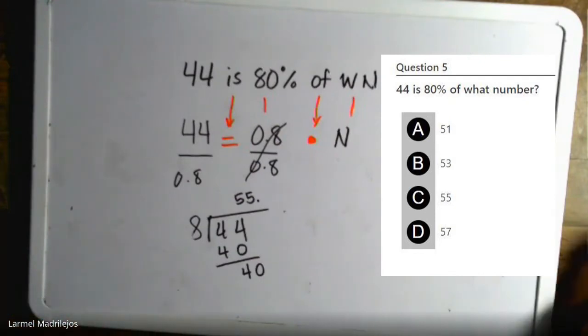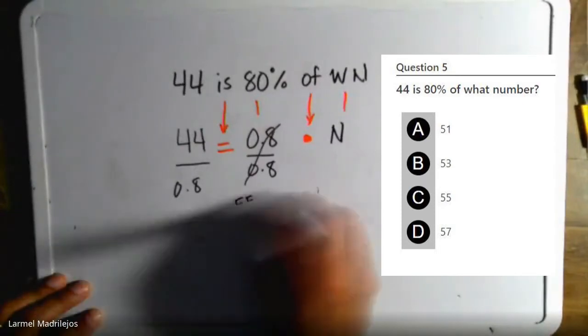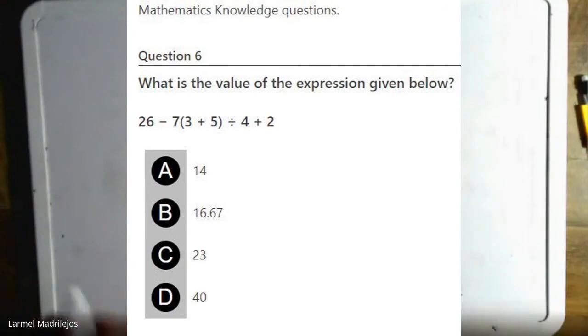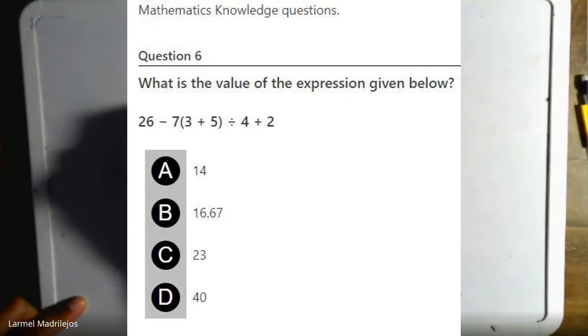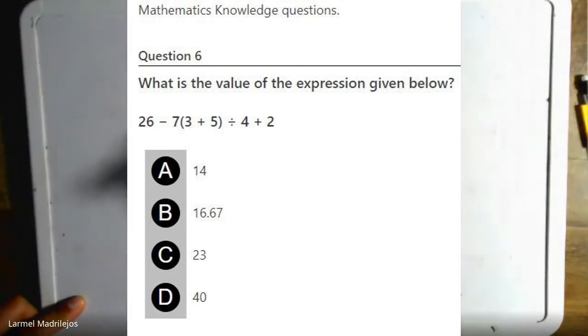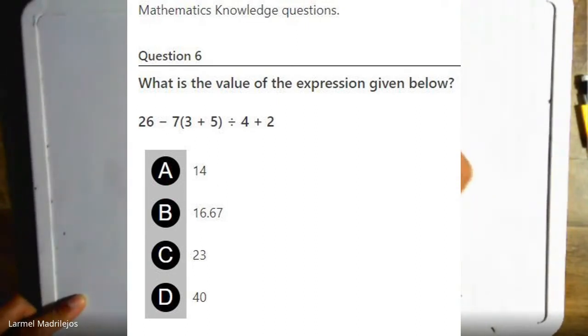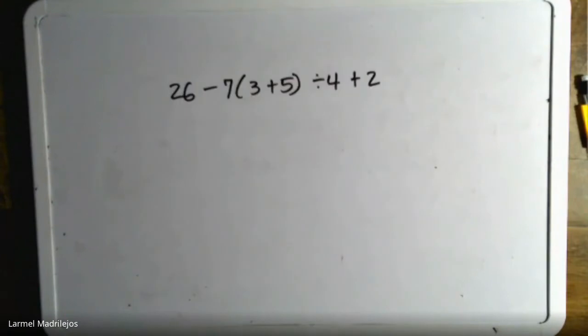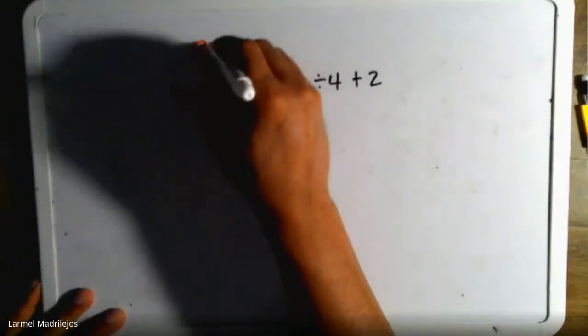This one is the most common question, question number 6. Even high school students have issues with it. It says here, what is the value of the expression given below? We got 26 minus 7 times (3 plus 5), divided by 4, plus 2. The choices are A is 14, B is 16.67, C is 23, and D is 40. So going back to the basic PEMDAS.